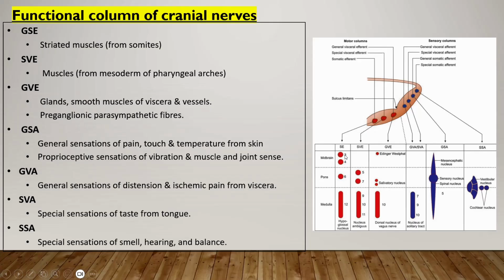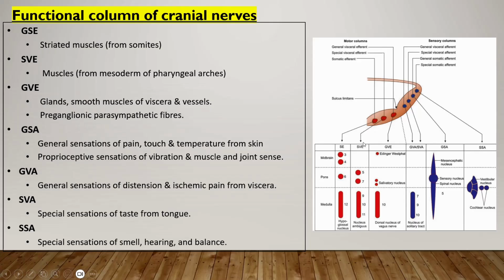So the third cranial nerve nucleus will supply the extraocular muscles, excluding superior oblique and lateral rectus. The fourth cranial nerve will supply the superior oblique muscle. The sixth cranial nerve nucleus will supply the lateral rectus, and the 12th nucleus will supply all the muscles of the tongue except the glossopharyngeus.